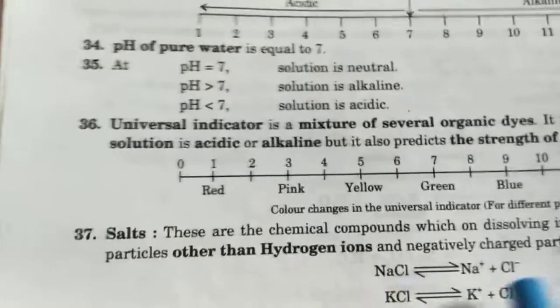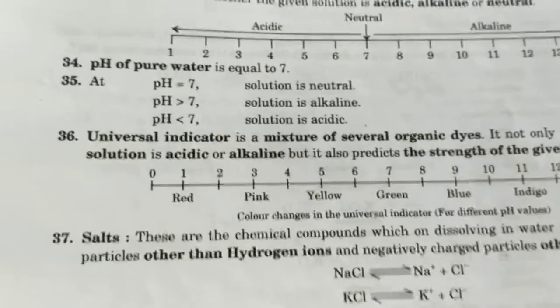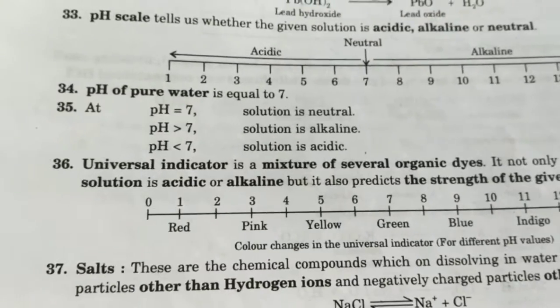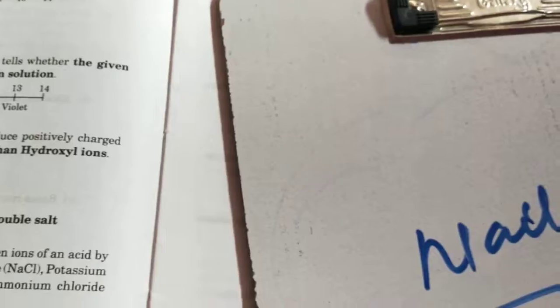Now, what is salt? According to the definition, salts are chemical compounds which on dissolving in water produce a positively charged particle other than hydrogen ion and a negatively charged particle other than hydroxyl ion. In simple way, if I say, for example, NaCl is a salt.